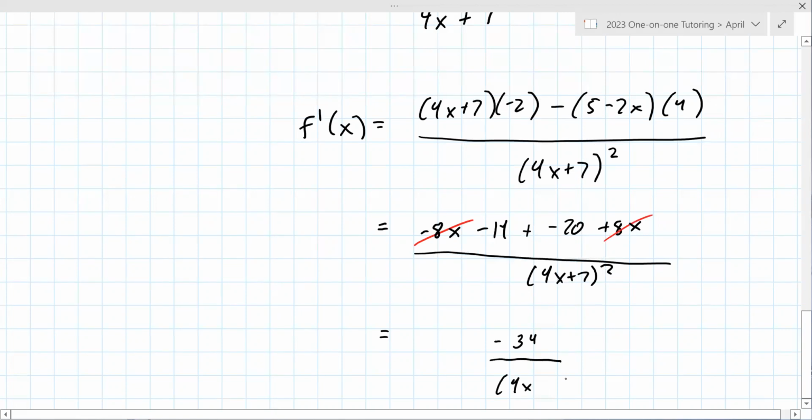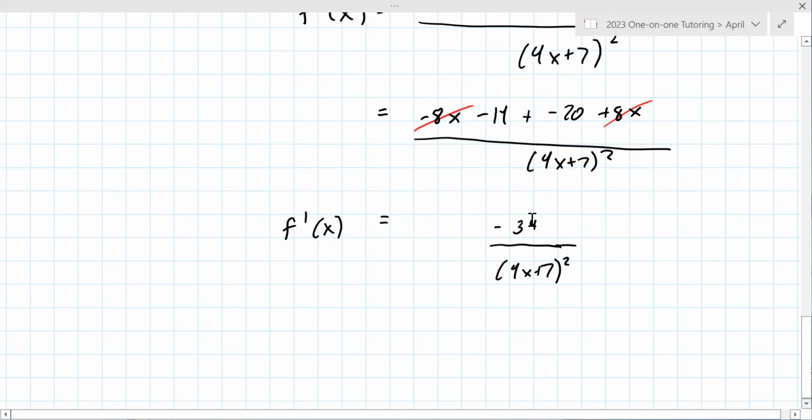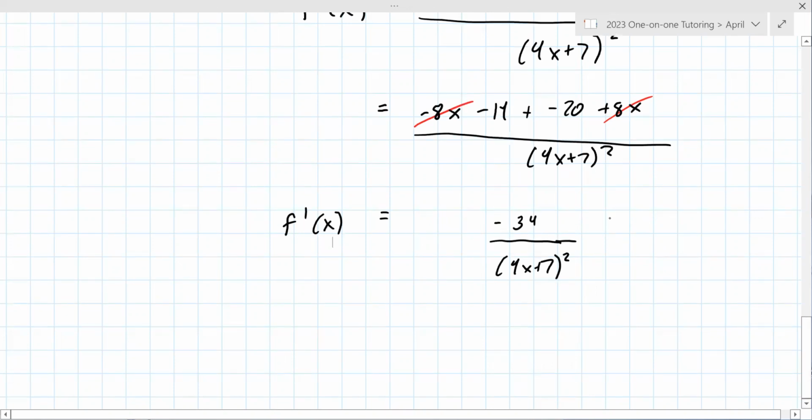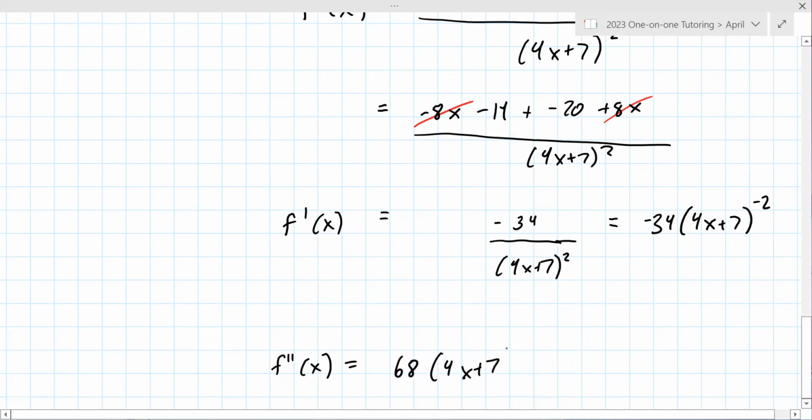Next, what they actually tend to do here is ask you for the second derivative, because they know that this works out nicely. When you want to find the second derivative with something like this, it's better to do a rewrite step here to turn it into a power of -2, and then just use the power rule followed by the chain rule. So they would actually ask you for the second derivative to be 68 times (4x plus 7) to the -3 times 4, and probably it's simplified.